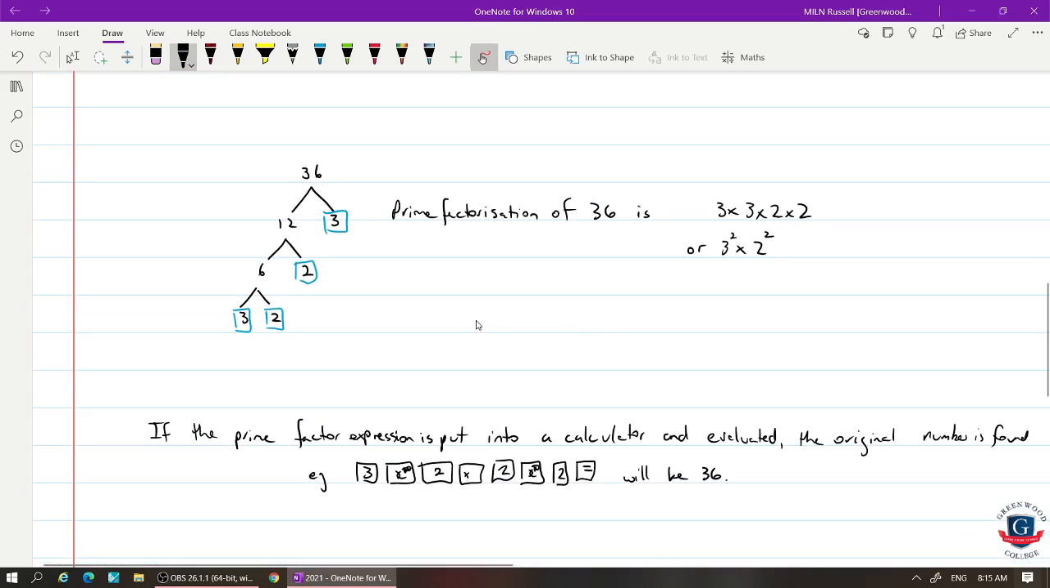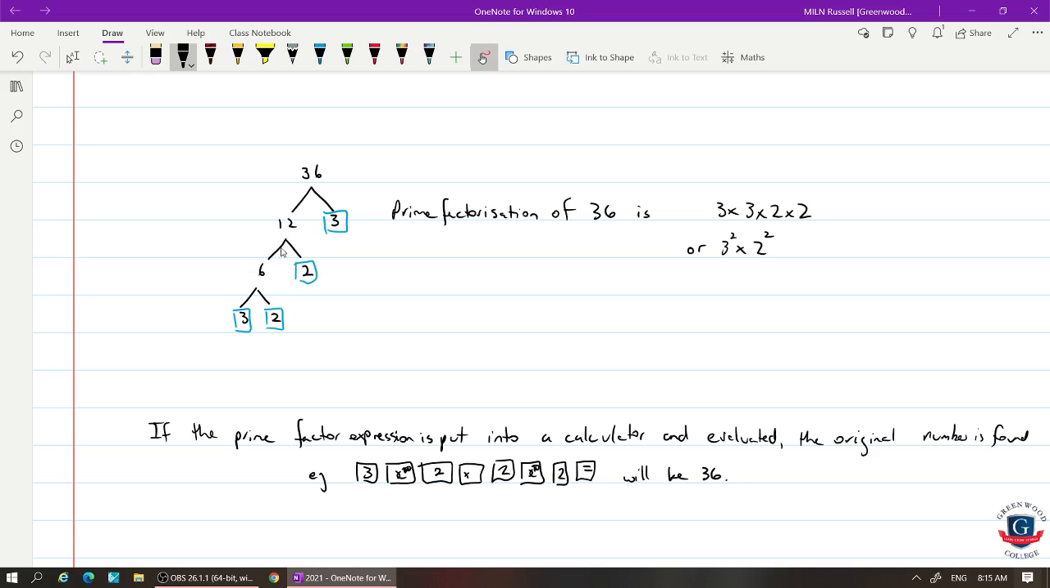Let's try another one. 36. Factors of 36 other than 36 and 1 would be 12 and 3. 3 is a prime number, put a square around it. 12 is a composite number, split it again. The factors of 12 other than 12 and 1 would be 6 and 2. We could have used 3 and 4, but this time we've used 6 and 2.